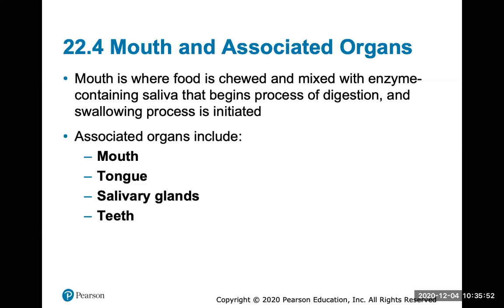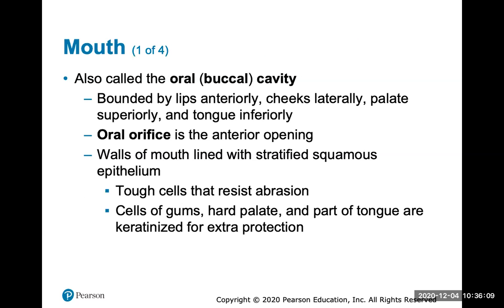I'm going to move quickly over the anatomy of it. So here's our mouth and associated organs. You should know that the mouth is where food is chewed and mixed with saliva that contains salivary amylase, an enzyme that helps to start the process of digestion. Here are the associated organs of the mouth.